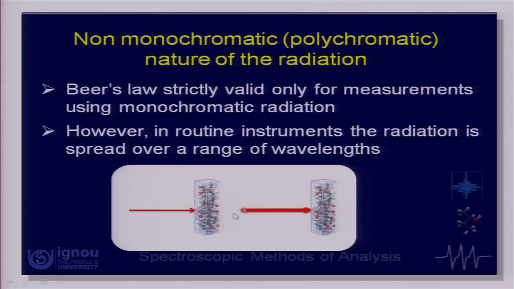But what typically can happen is, if I am not using an instrument which is a sophisticated one, then it may have radiation which is kind of polychromatic, or maybe more than one radiation is coming, or there is a band which is coming and falling onto the absorbing species. In such cases, there will be deviations. Let us see why these deviations come into play.